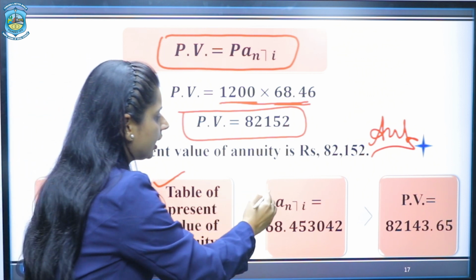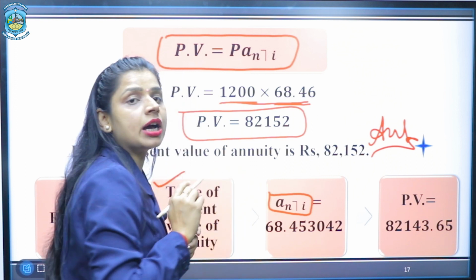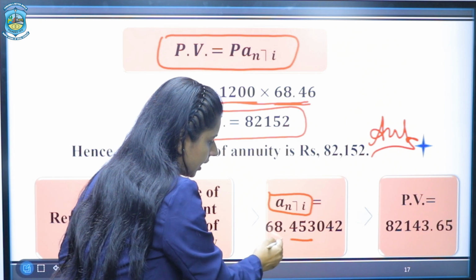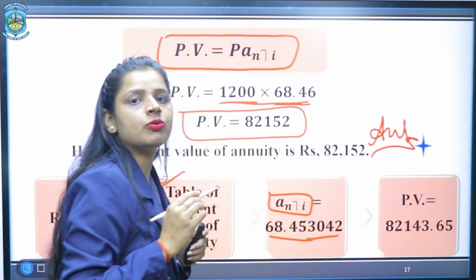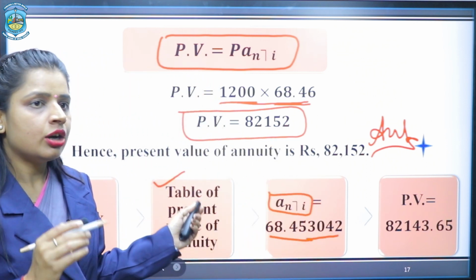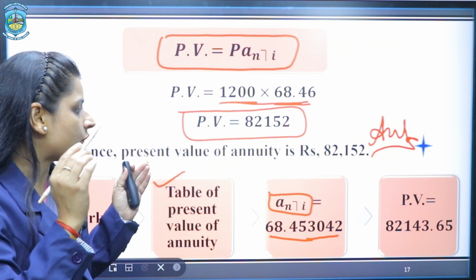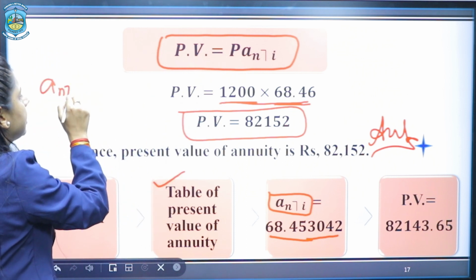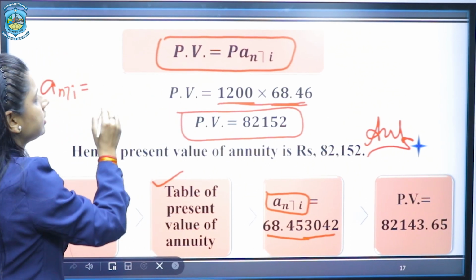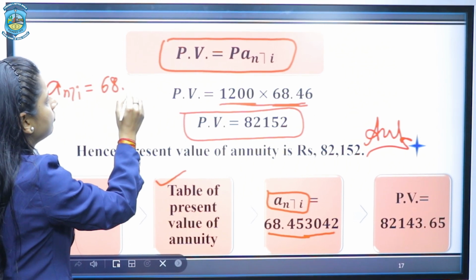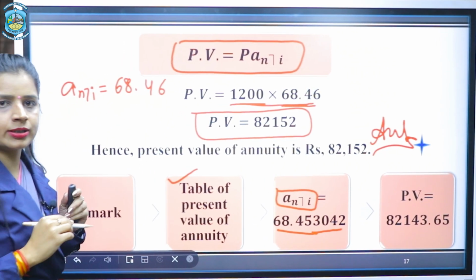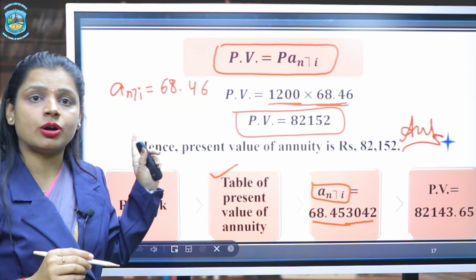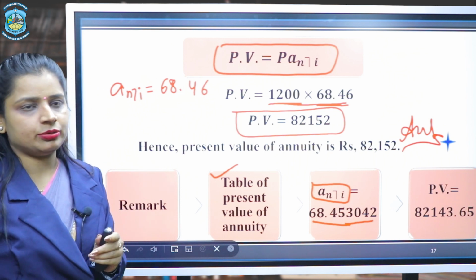We may also use the table of present value of an annuity and calculate the value A n angle at i by using that table. This value is 68.43042 by that table. So we see that there is a small variation in the value of A n angle at i. By the mathematical technique, that value was 68.46. Based on that variation, the present value of the annuity varies a little bit.